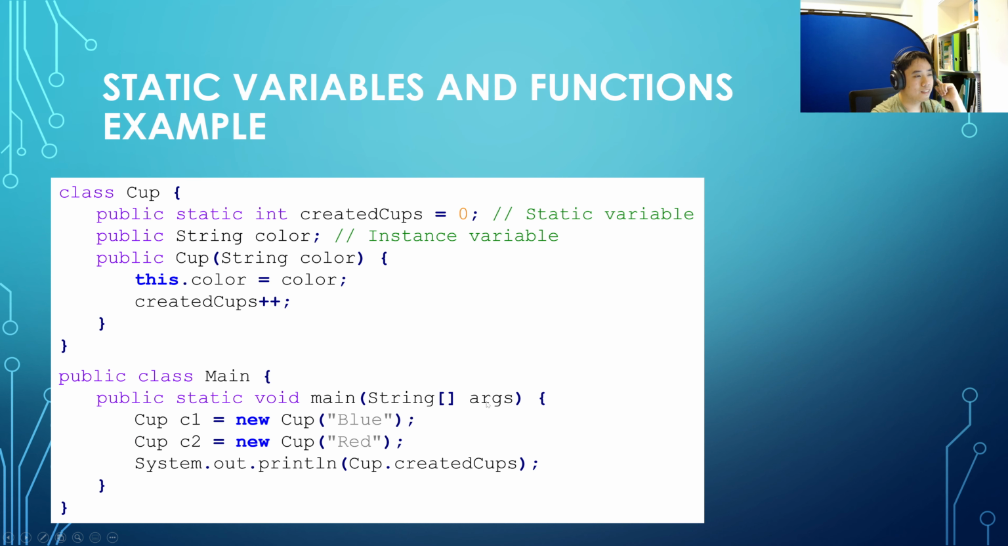So I have the cup class. Maybe I want to create a statistics entry of how many cups I created. I start with a static integer of created cups, which is equal to 0. And I also have some public instance variables, like the color of my cup.